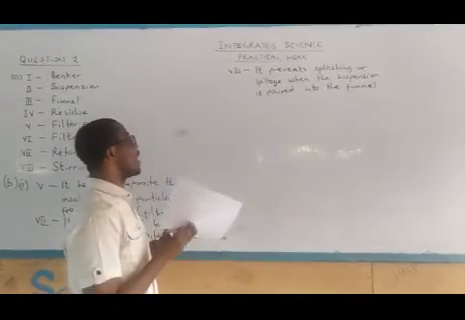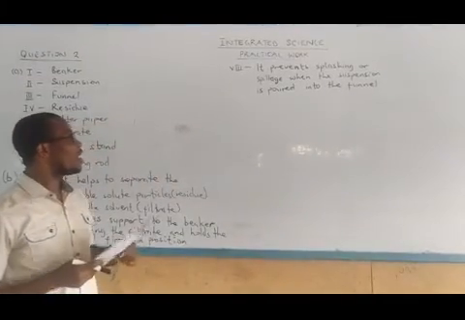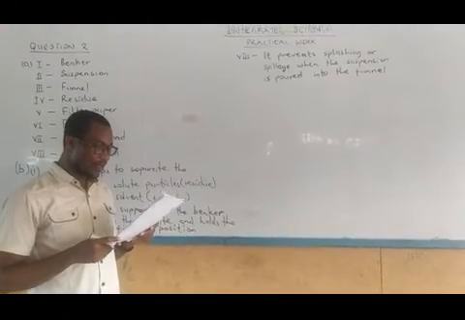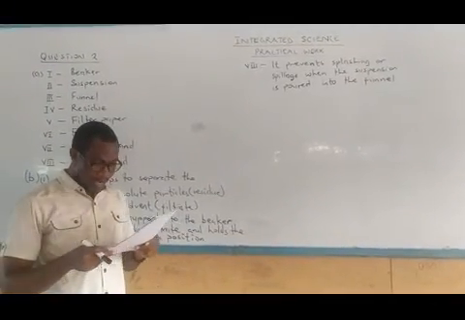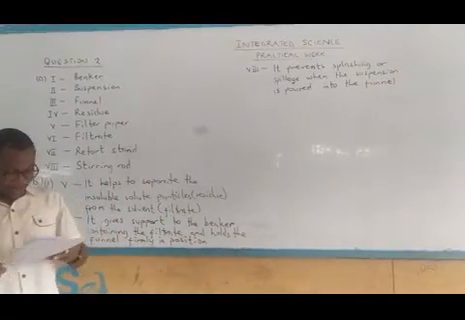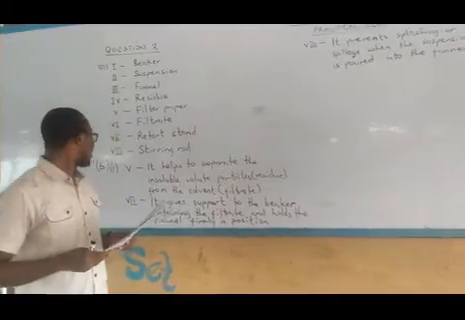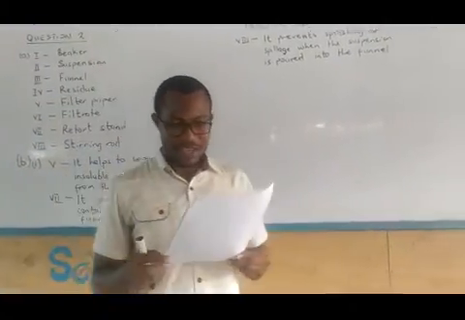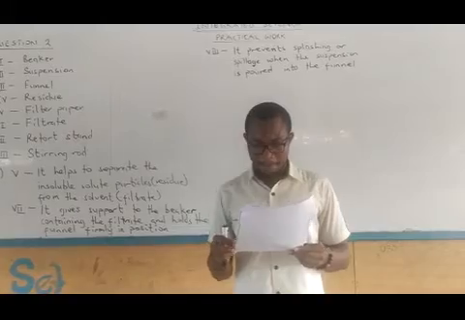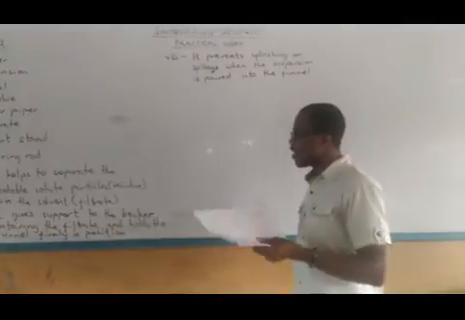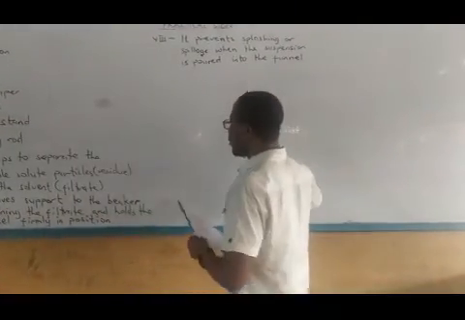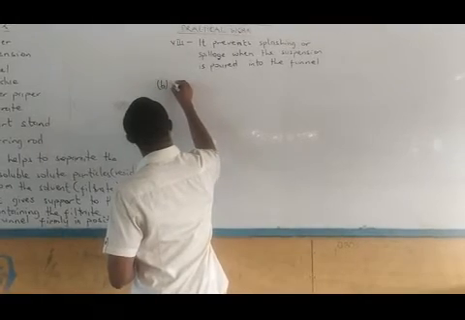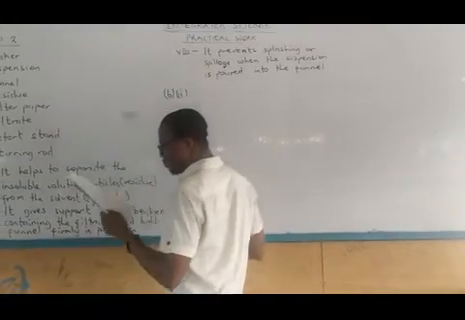The VI prevents splashing or spillage when the suspension is poured into the funnel. So those are the functions of the parts labeled V, VI, and VII. We're going to look at question BII.